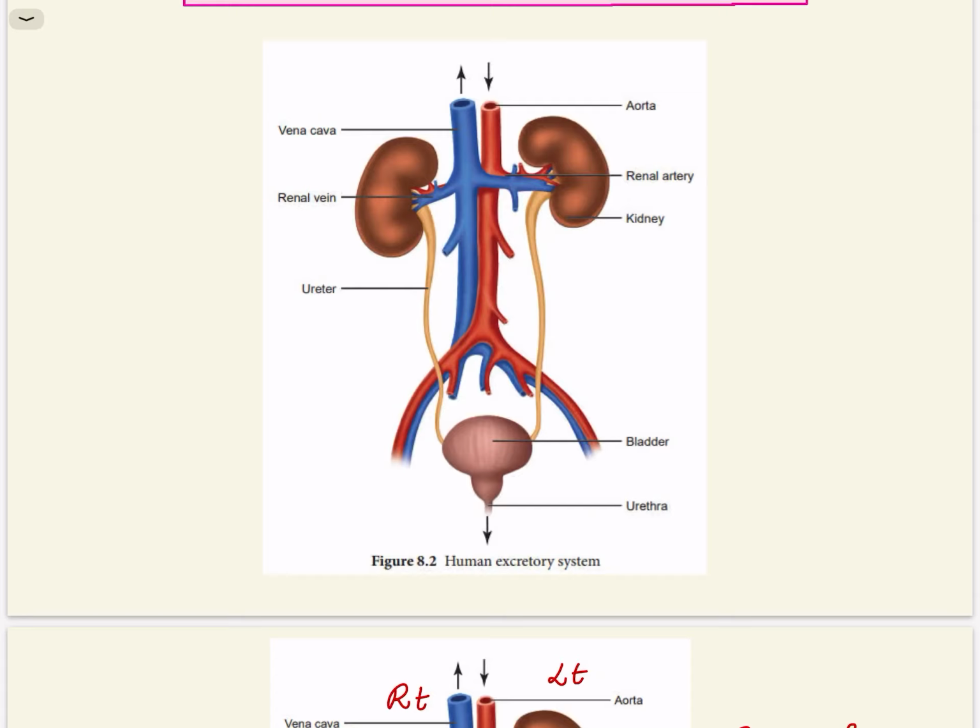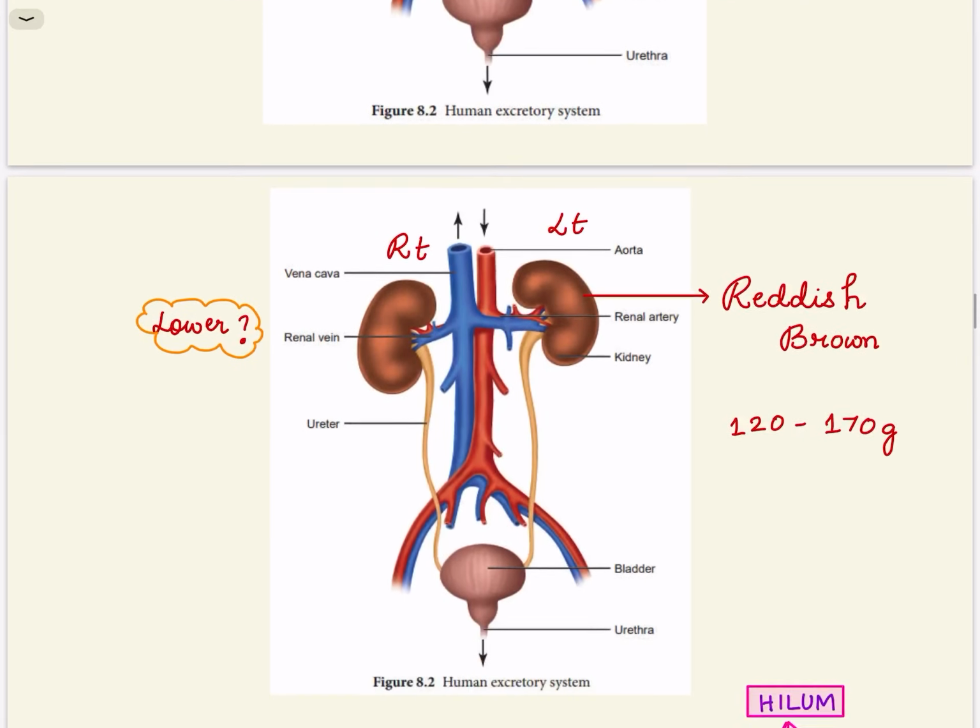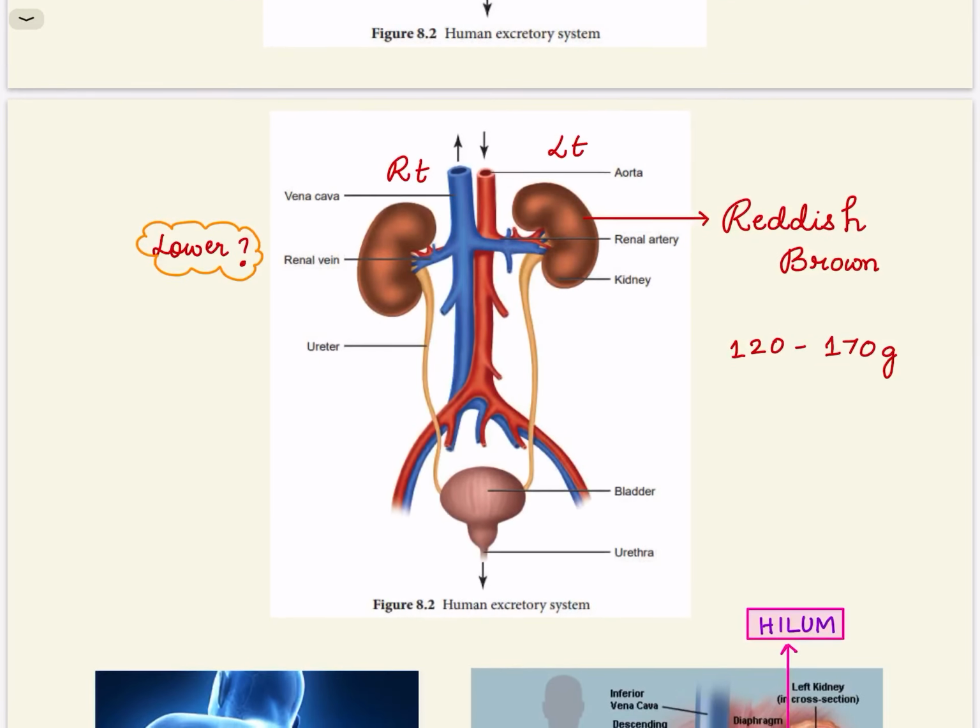Chris Biology. So today we are going to learn about the human excretory system. As you all know, the human excretory system is made up of a pair of kidneys, ureters, one bladder and a urethra. So we are going to learn in detail about the kidneys.